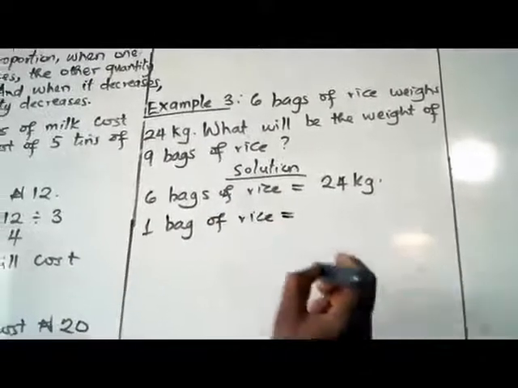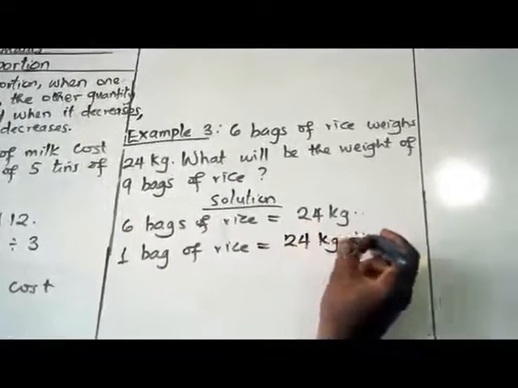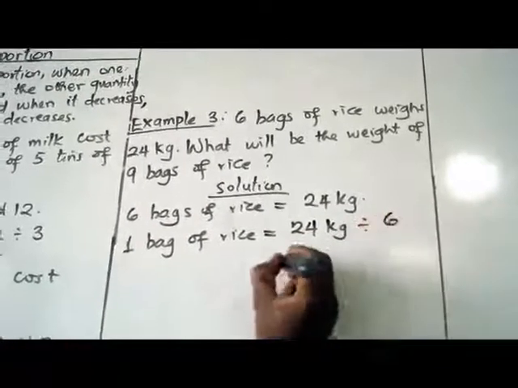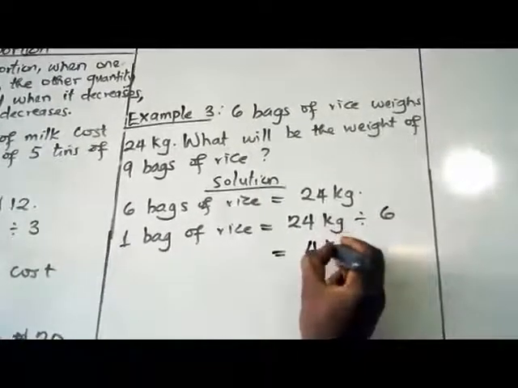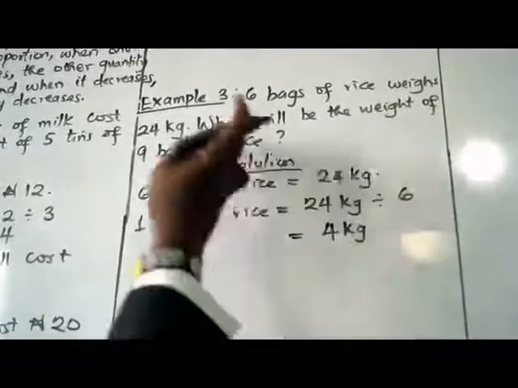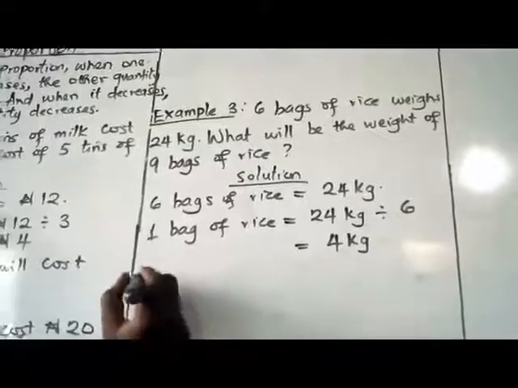Now we obtain that by dividing 24 by 6 so that we can determine what the weight of 1 bag is. So when we divide 24 by 6, 24 by 6 will give us what? Good. So we have 4 kg. That means 1 bag of rice will weigh 4 kg. But the question says, what will be the weight of 9 bags of rice?